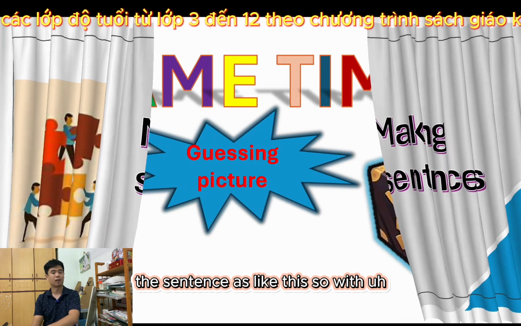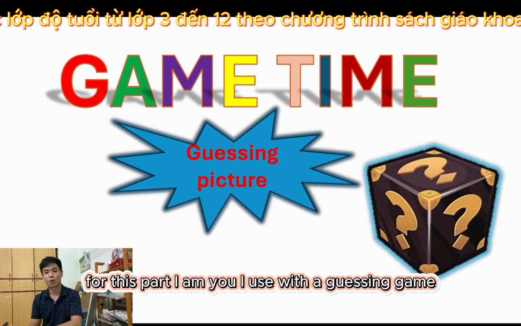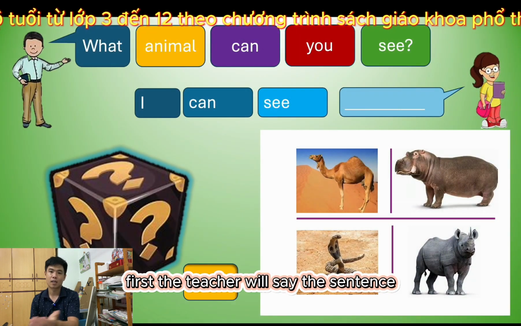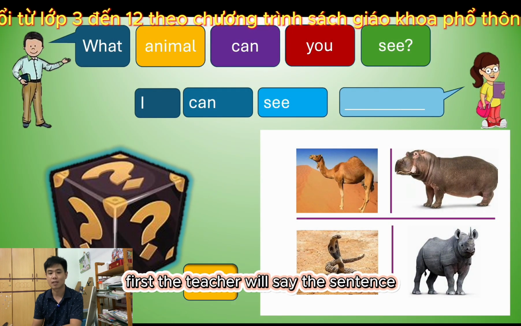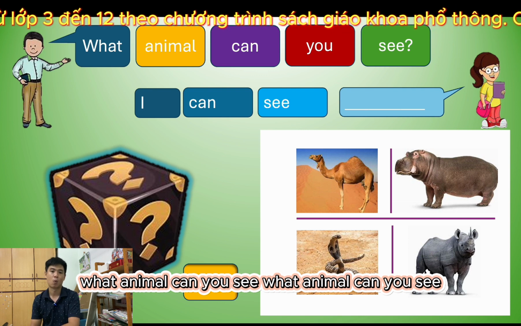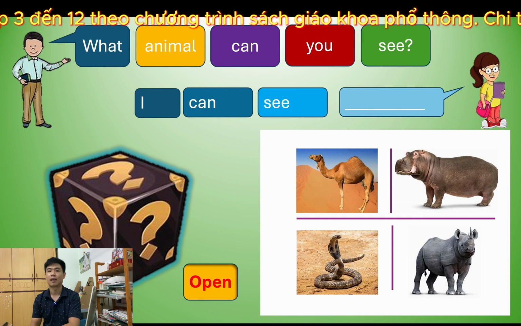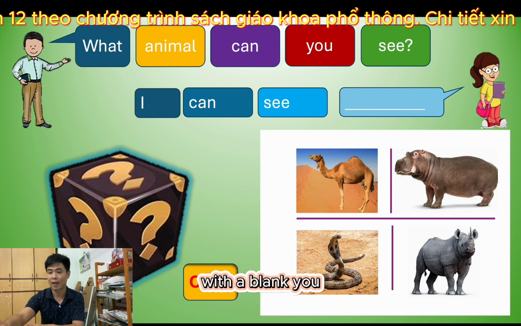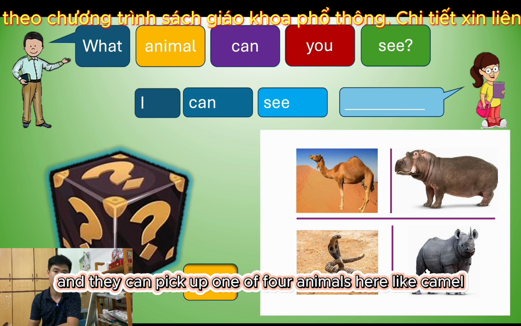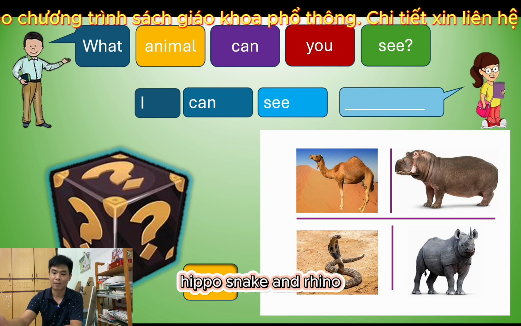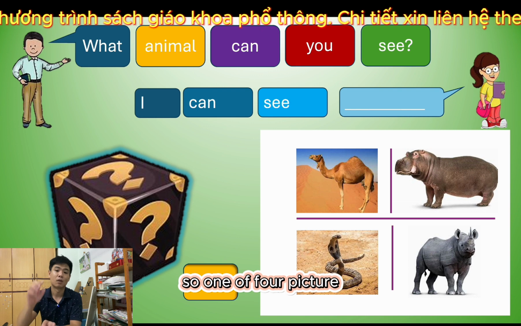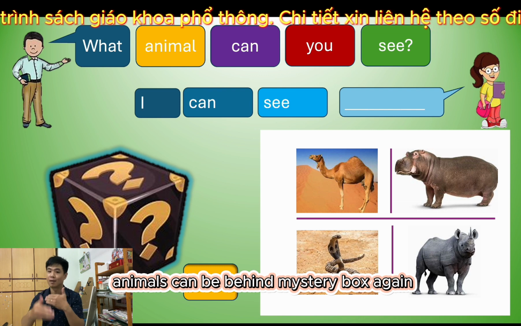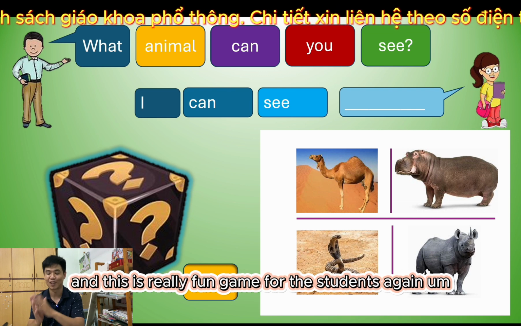For this part, I use the guessing game like this again. First, the teacher says the sentence, "What animal can you see?" And the student will say, "I can see blank." With the blank, they can pick one of four animals here: camel, hippo, snake, and rhino. I guess one of the four animals can be behind the mystery box again. This is a really fun game for the students.